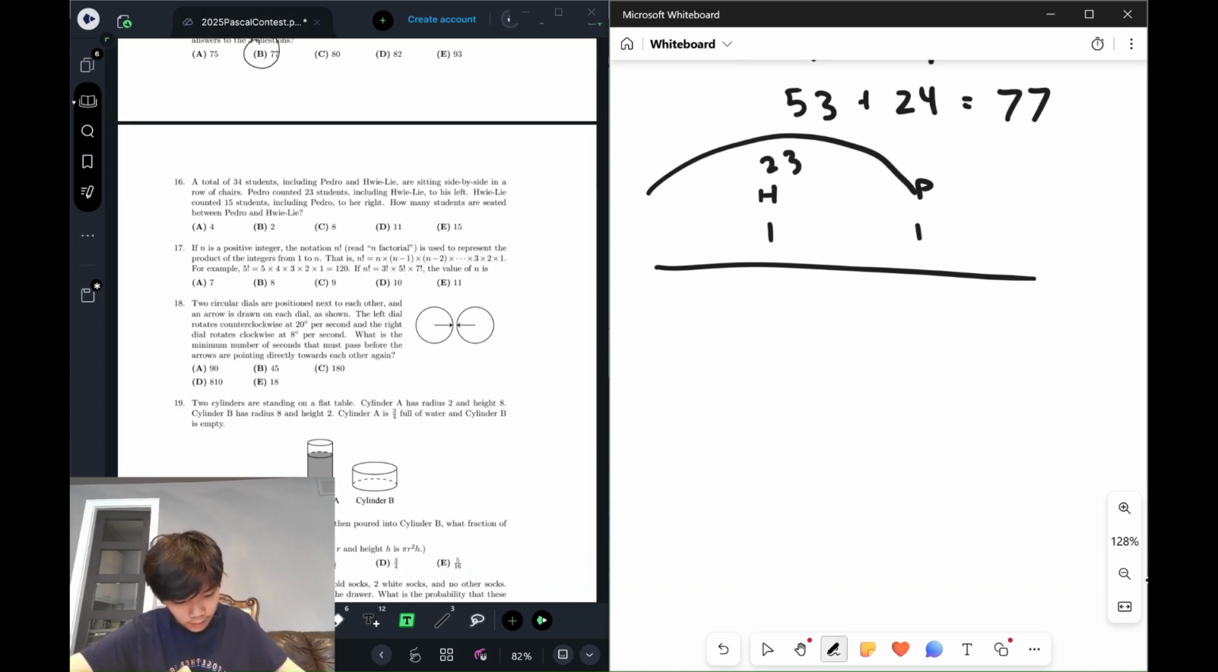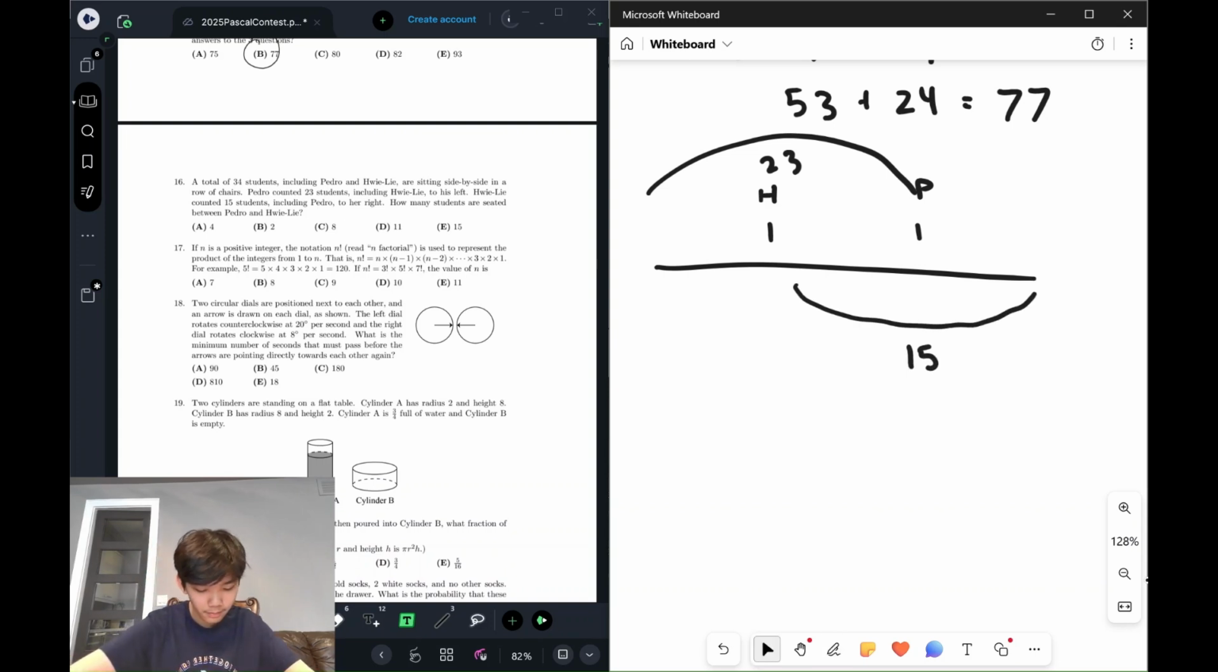And Huili counted 15 students, including Pedro to her right. That's 15. Now, in this count, all the people to the left of and including Huili are only counted in this one.